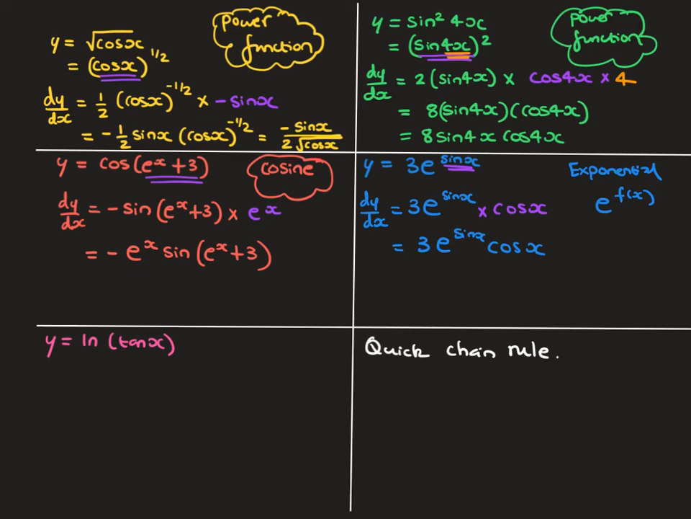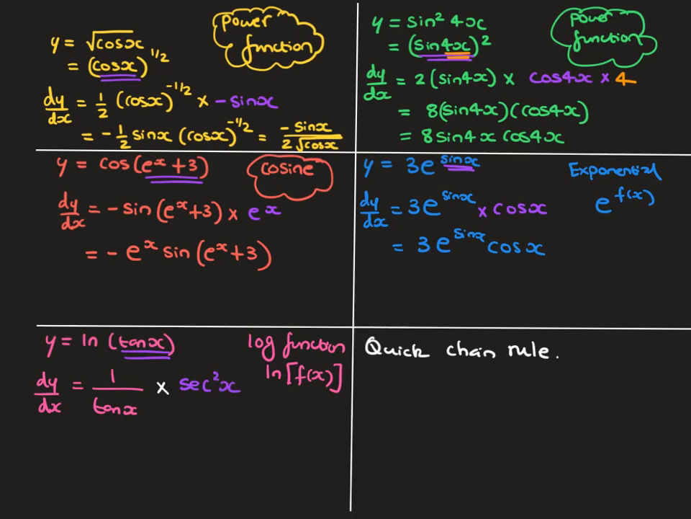Now, final question, left-hand side, bottom left-hand corner here. Y equals ln of tan x. Can you see that this is a log function? So it's ln of f of x, where f of x is our inner function and the inner function is tan x. So dy by dx, we know log functions differentiate to 1 over, or reciprocals, so 1 over tan x. Multiply by the derivative of tan x, and we know the derivative of tan x is sec squared x.